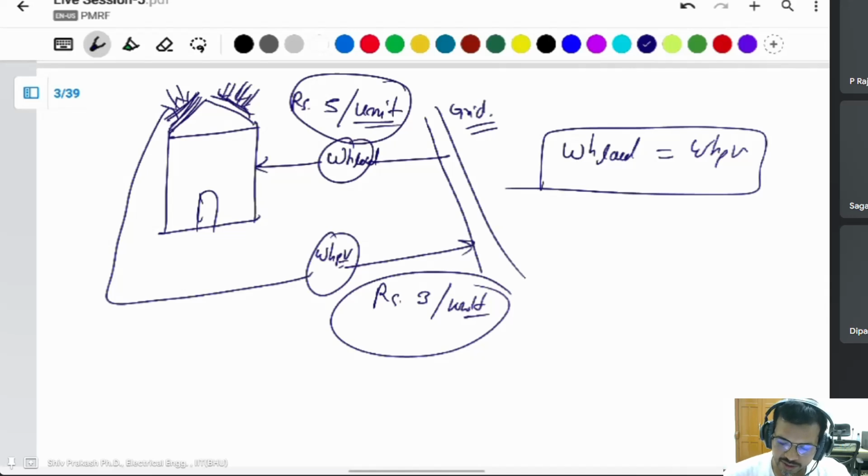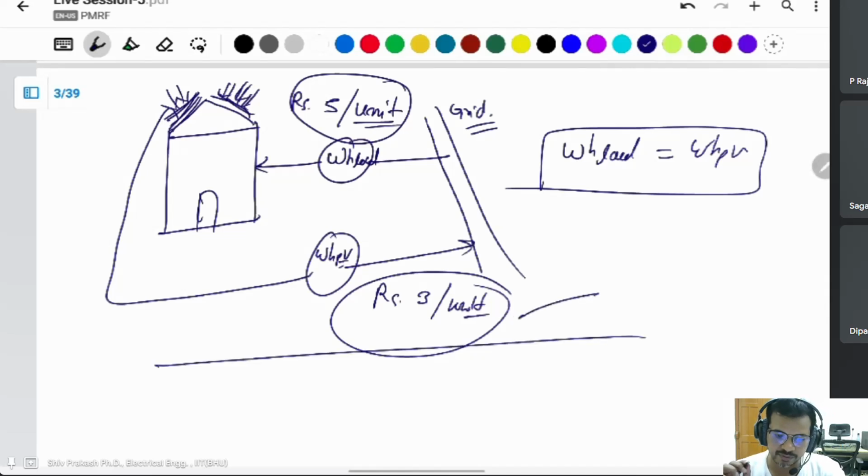But this is a different thing. Simply, you can install a solar panel on your rooftop, and then you can use it.